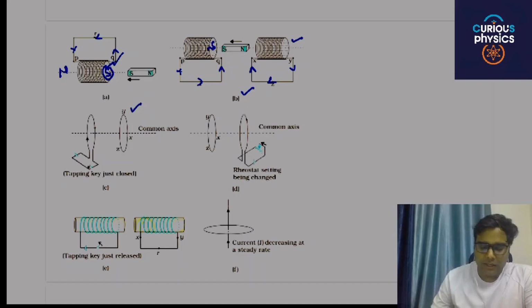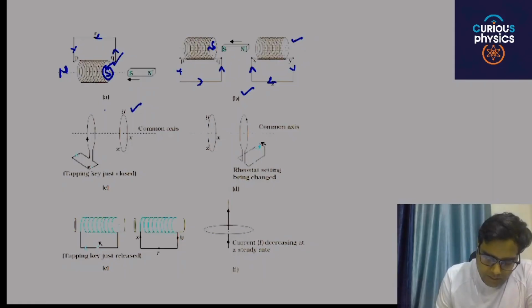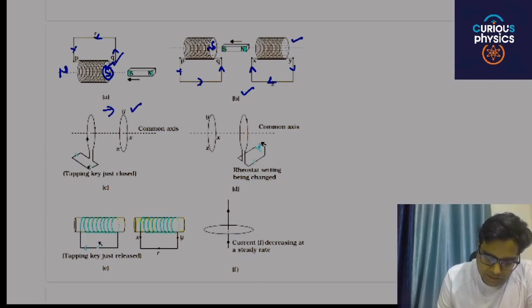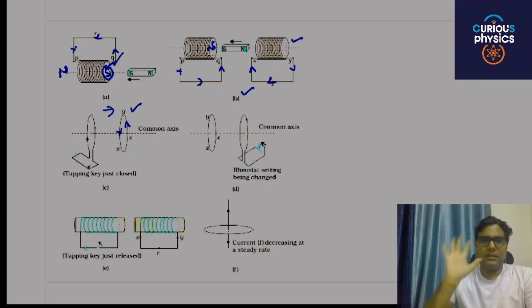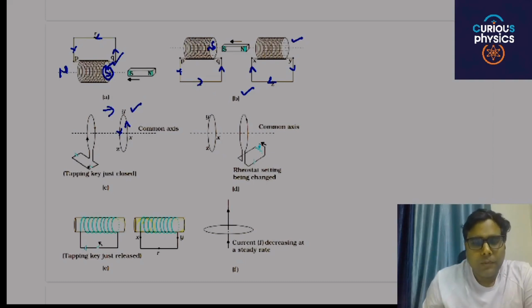It will generate current opposite to the direction of this. If this current is increasing magnetic flux in this direction, then here the current will be in this direction. It will create a magnetic field in the opposite direction. Are you able to understand my point or not?